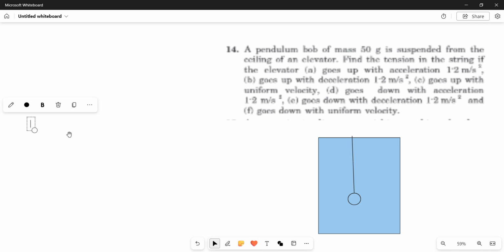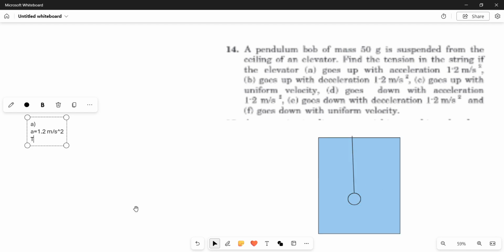First of all, part A says that it goes up with the acceleration 1.2 meter per second square. So acceleration a is equal to 1.2 meter per second square. After that, we have to find the value of tension in the string. If this system is moving upwards, it means the tension is the leading force over here. So tension should be greater than the gravity of this bob.